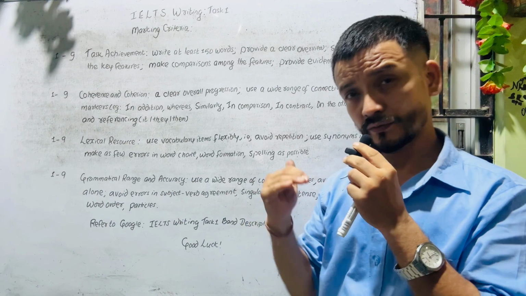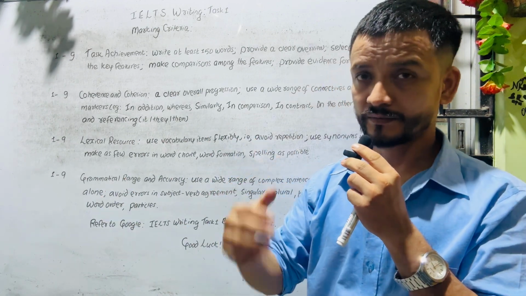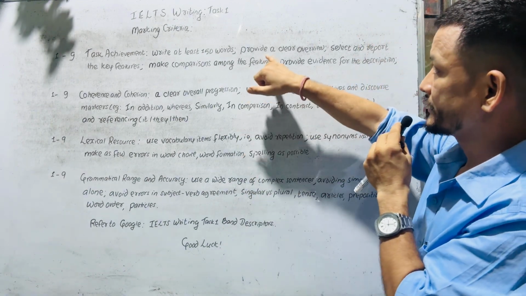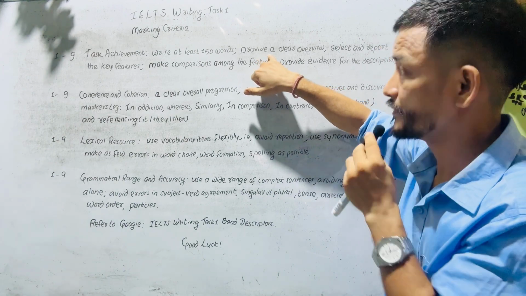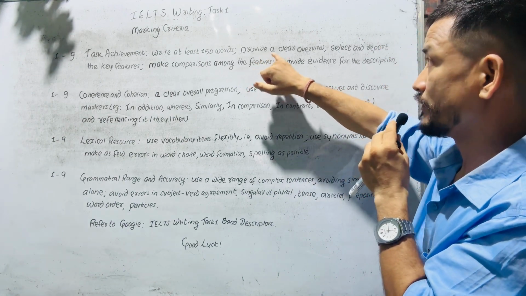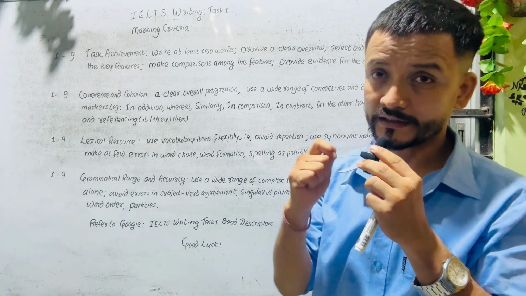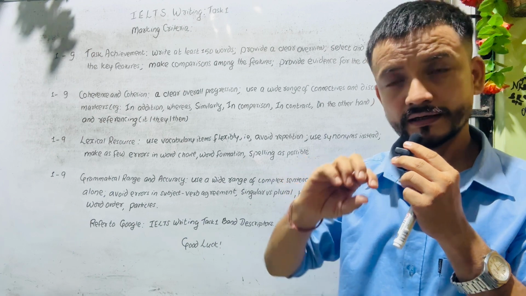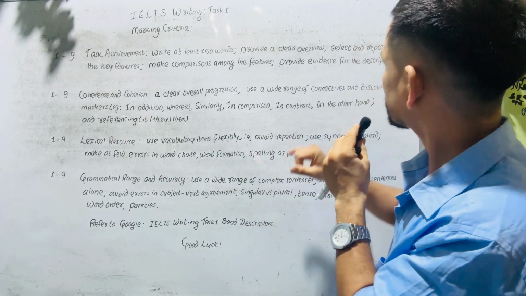So if you write 150 words or more than that, fine, but please don't write fewer than 150 words. And the next thing you should do to get a good score in the task achievement criterion is to provide a clear overview. You must provide a clear overview, which in a sentence or two clearly summarizes the whole video.